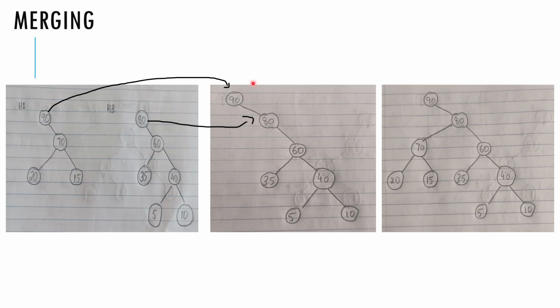And then the remaining nodes of H1 are appended to the child of the root node as the left child. So this becomes the left subtree of the node 80.